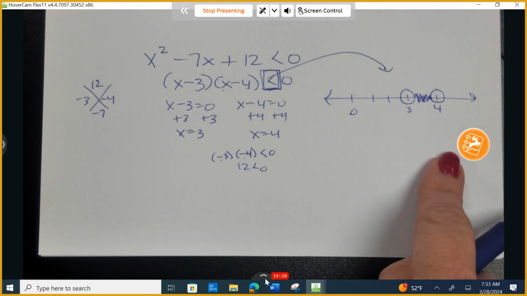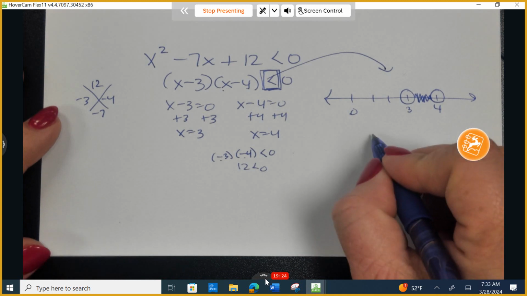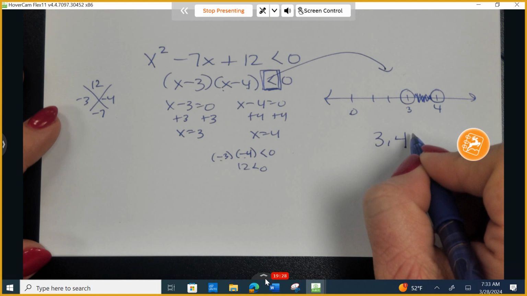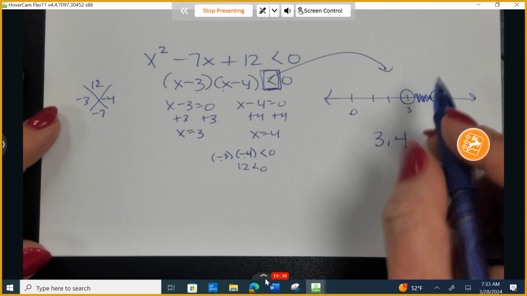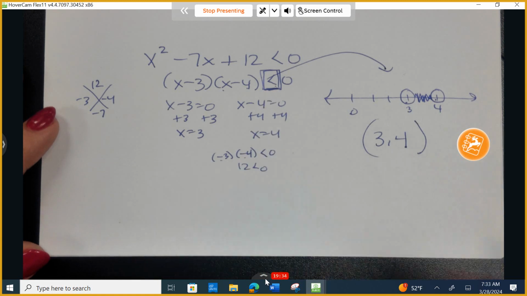Now, here we go. You ready? How do I represent the solution set? Is it parentheses or brackets? Ooh, which one is it? Parentheses, because I'm not including it based on the inequality symbol. Okay?